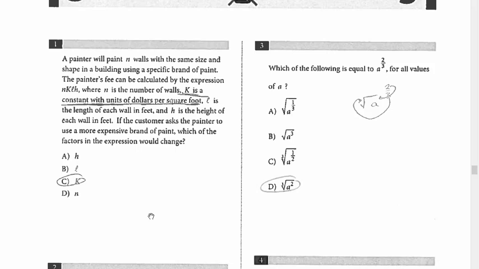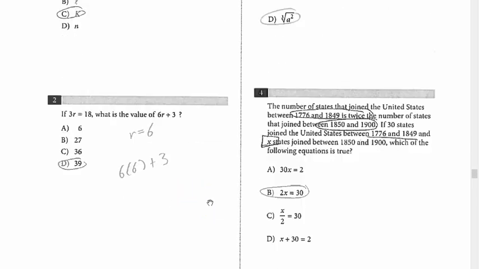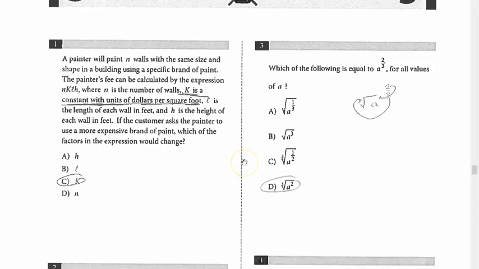So here, figuring out what each of these variables mean is going to help us determine that answer. For question 2, we have if 3r is equal to 18, what is the value of 6r plus 3? So something similar, right? We solved for r, we plugged in, and we got our answer, substituting that r equals 6 into our equation.